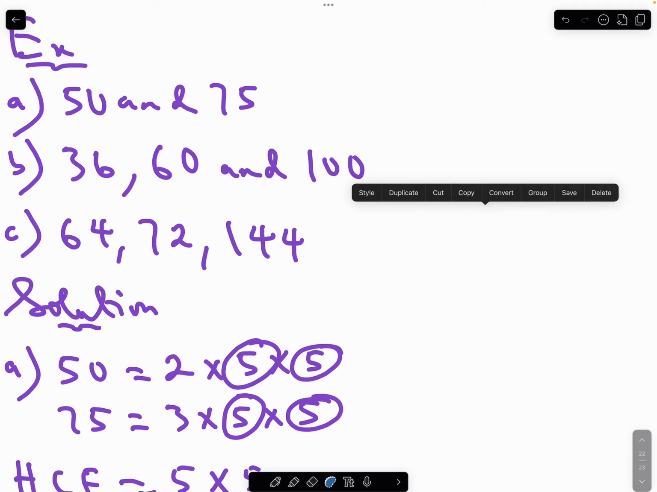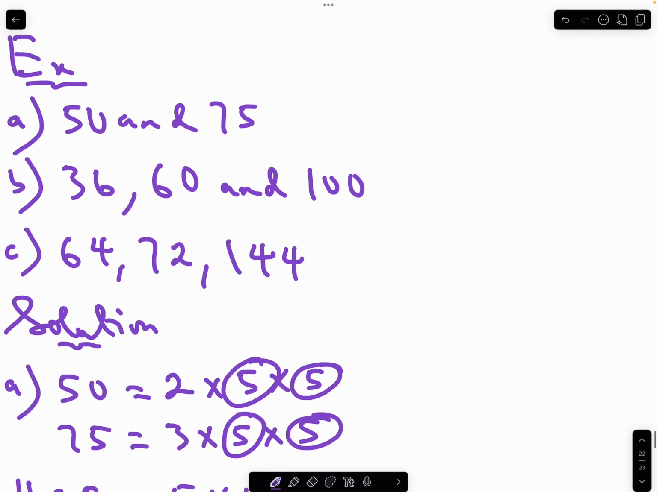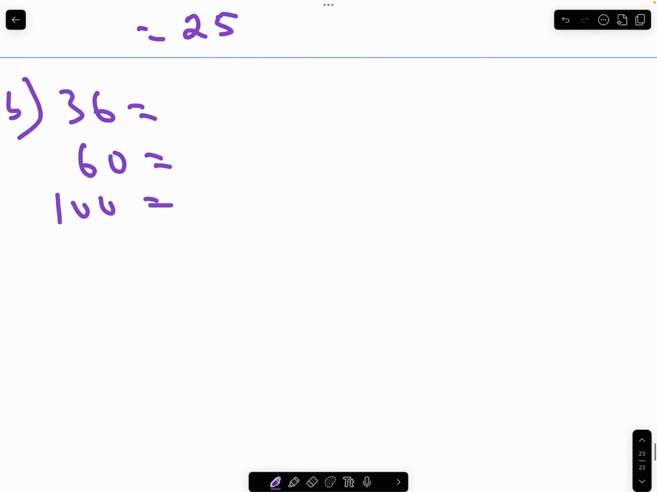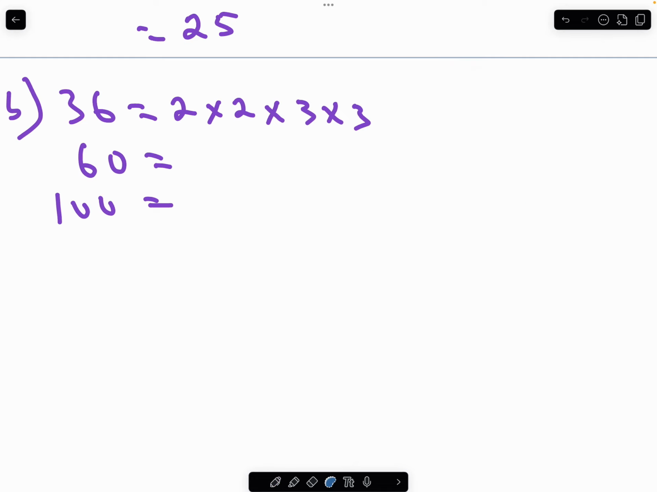So let's go to the next one. We'll take that out first. What's the next one? Find the HCF, question B. Find the HCF of 36, 60, and 100. 36, let's write that as a product of its prime. 2 here, 18. 2 here, 9. It's 3 that will go now. 3, 9, 3. And 3 in 3, 1. So that's 2 times 2 times 3 times 3. That's 36 as a product of its prime.